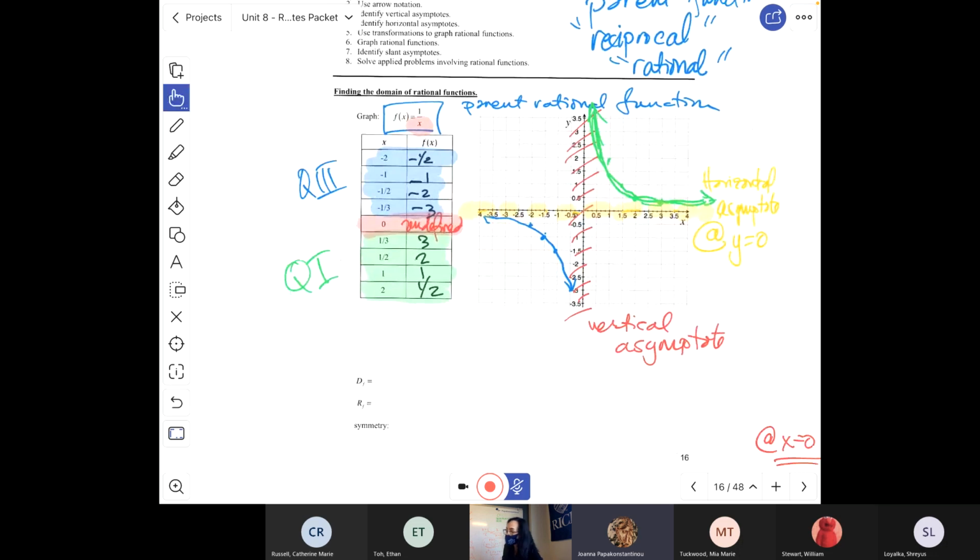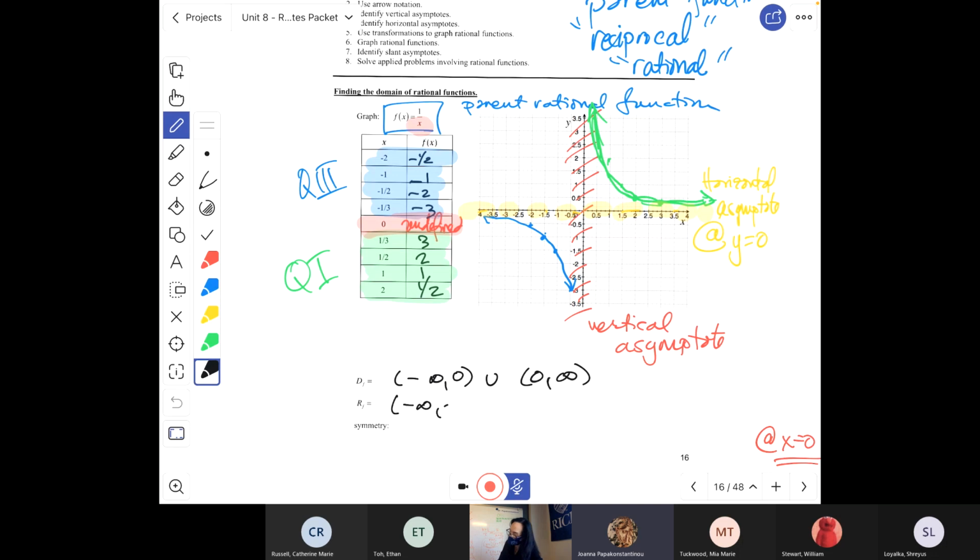Now, with this parent function, we can describe the domain, the range, and the symmetry. So knowing that I never cross the y-axis and I never cross the x-axis for the parent rational function, tell me what the domain is in interval form. Open interval negative infinity, 0, but 0 is not included, union 0, not included, infinity. Beautiful, Josh. And what about the range? The range is the same thing. It is, but that's a horizontal asymptote instead of a vertical. Oh, I see.